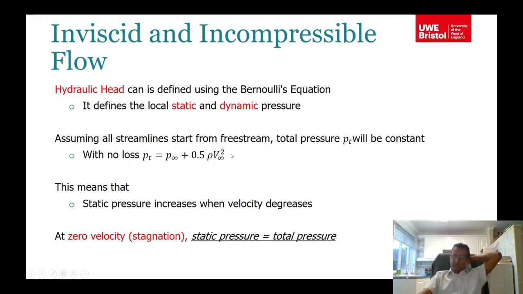So here V infinity is the free stream velocity. And this means that static pressure increases when velocity decreases. Now, when the velocity decreases, total pressure PT is a constant. So therefore, when the velocity decreases, your static pressure increases. Okay, when the velocity decreases, static pressure increases.